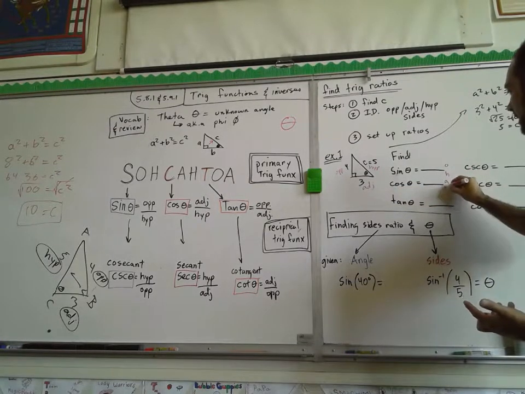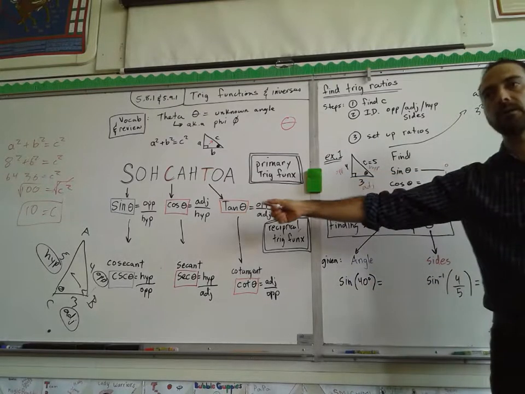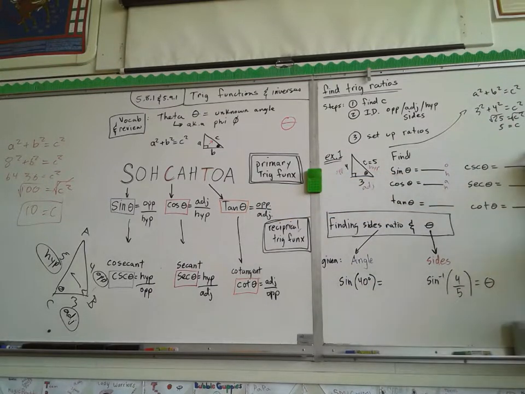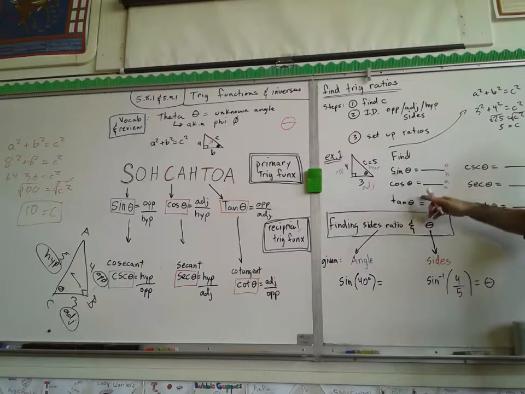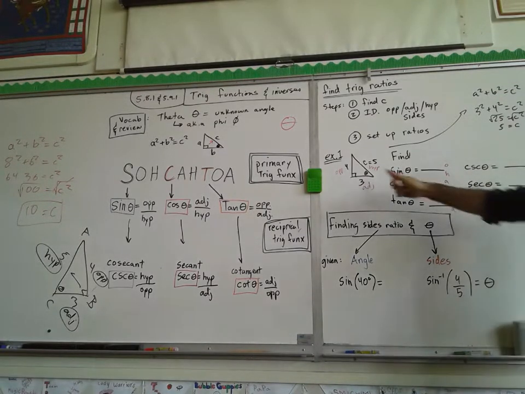Adjacent over hypotenuse. No problem, right? You see how the ratios are based on SOHCAHTOA. When we get to the reciprocal functions, we're going to flip them. That's all. Tangent, SOHCAHTOA: opposite over adjacent. Okay, I want you to fill in those number values based on the triangle we were given.